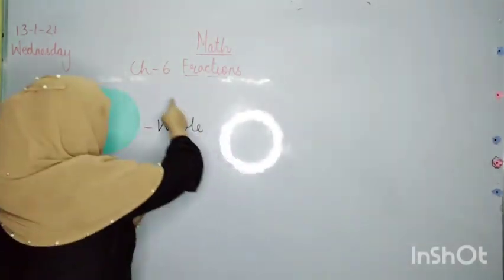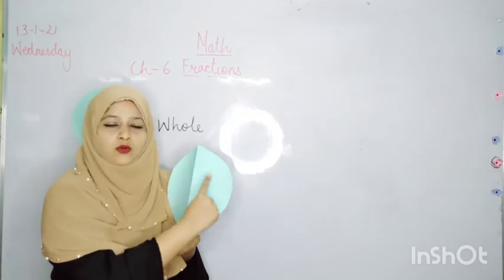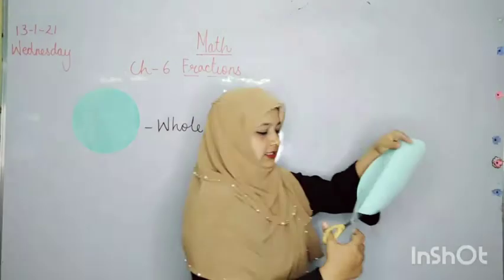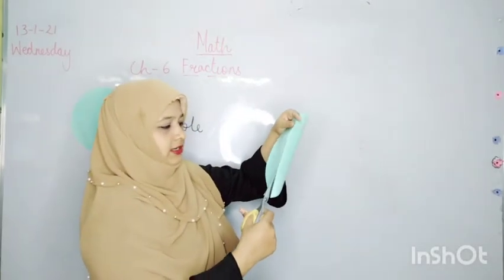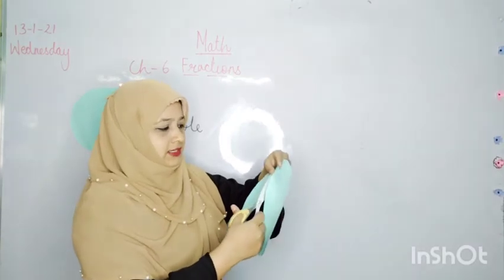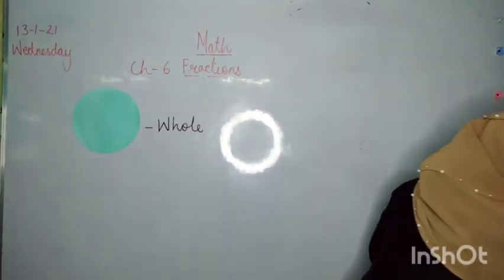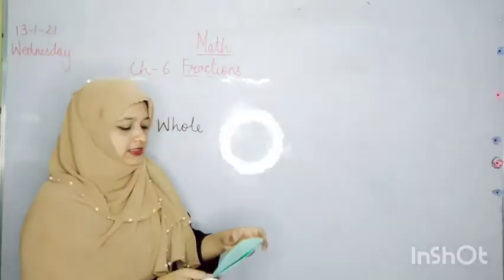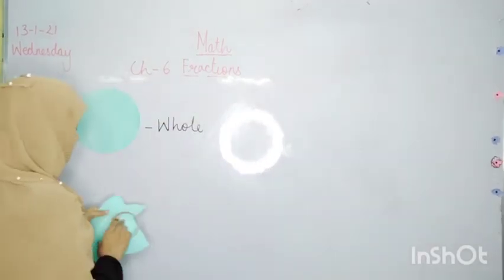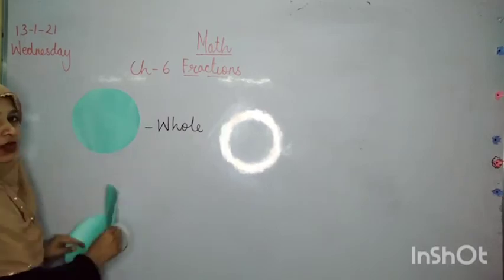First I had one whole circle. Now I have two halves. One half here, one half here. Yes, see, can you see? I am cutting this circle into two equal parts, which means I am getting two halves. Two equal halves, meaning this size and this size are going to be the same. I had one big circle, now I have two halves.